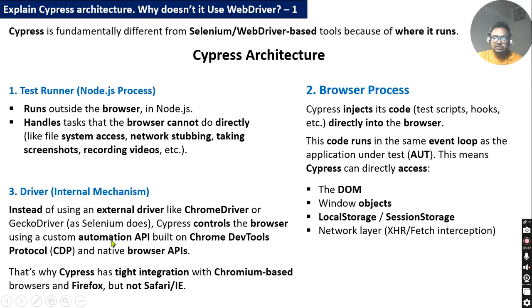So Cypress uses these two APIs, the automation API and the Chrome DevTools Protocol, which you may know if you inspect an element or go to the settings and open DevTools in a Chrome browser. Cypress directly uses those kinds of APIs to interact with the browser. So instead of using an external driver, Cypress uses an automation API that communicates with the browser directly, which is the Chrome DevTools Protocol, CDP, and the native browser APIs.